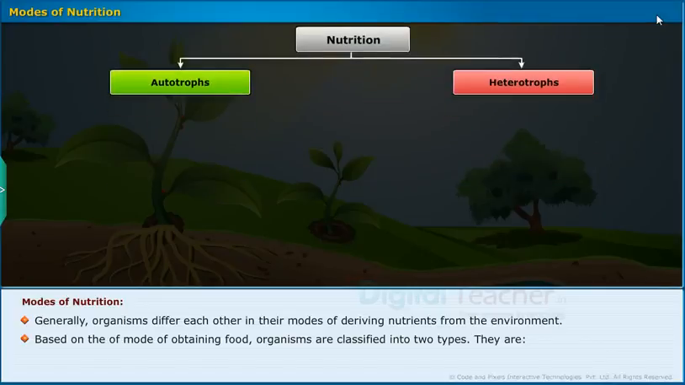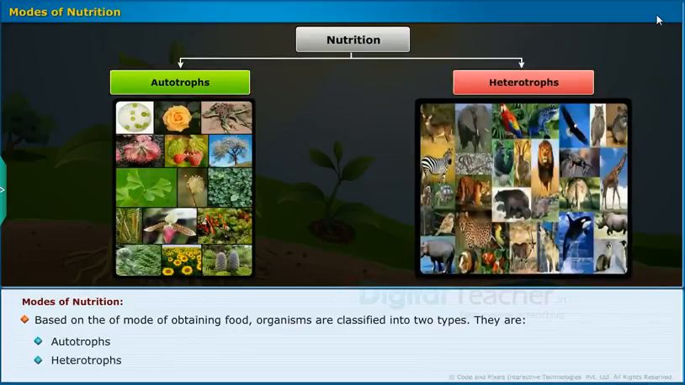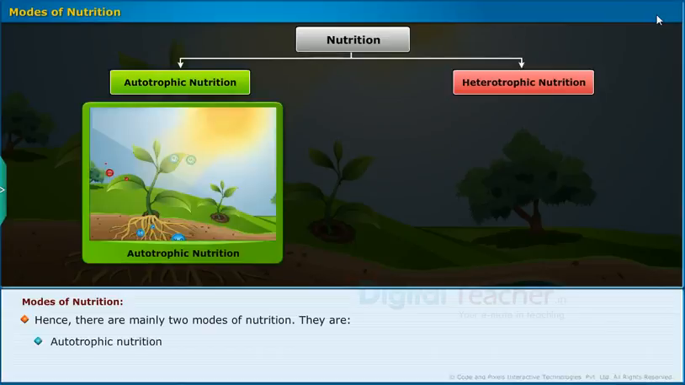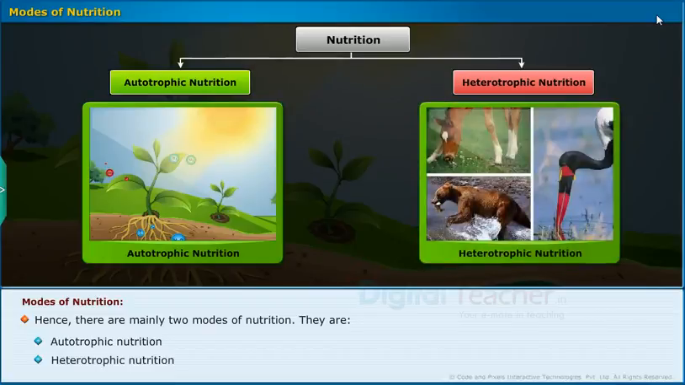They are autotrophs and heterotrophs. Hence, there are mainly two modes of nutrition. They are autotrophic nutrition and heterotrophic nutrition.